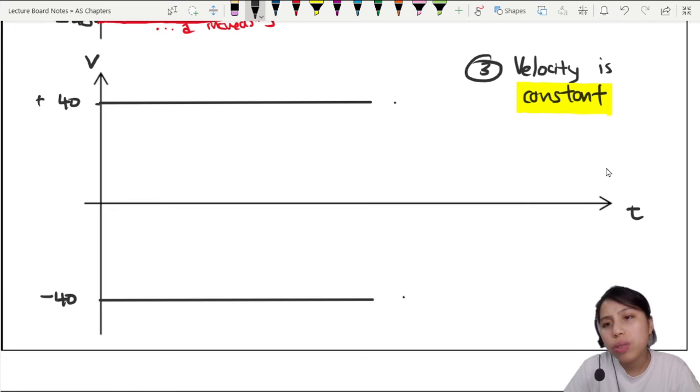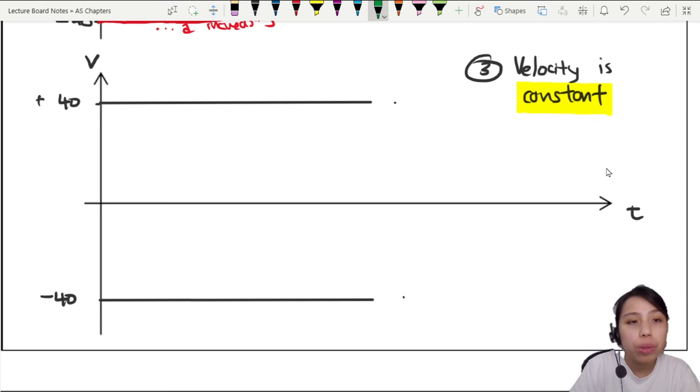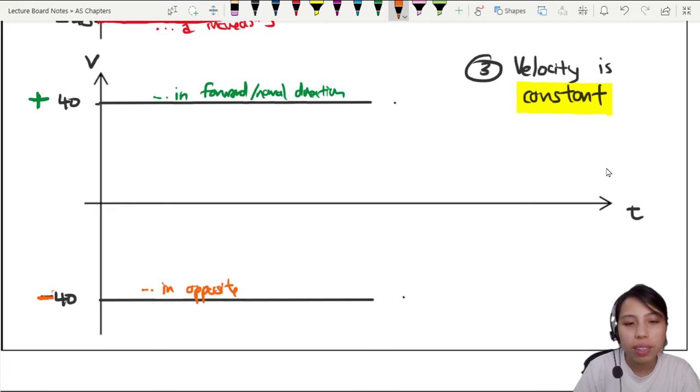So the first one, this one doesn't have a rate. It's just constant. There's no rate, so no need to talk about the rate. All we need to talk about though is the positive part and the negative part and what that means. So positive part can mean velocity or whatever graph you fill in the blank is constant in the forward or normal direction. Or if it's the opposite direction, because if negative, suddenly change direction. So you say in the opposite direction.